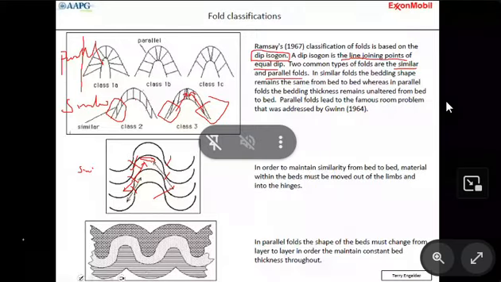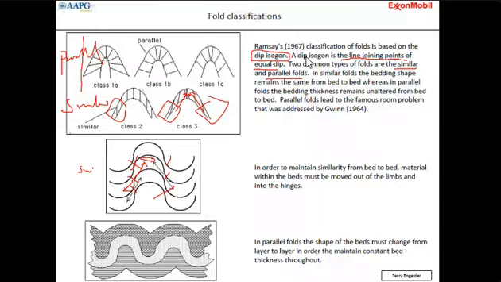I said you can classify folds in terms of dip isogons. And when we're talking about dip isogons, we are talking about lines that join areas of equal dip in a folded bed. Because of that, you have two types of folds in this criteria. The first one is similar fold.